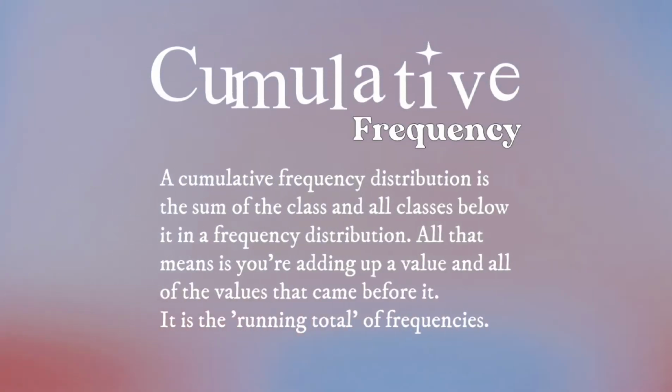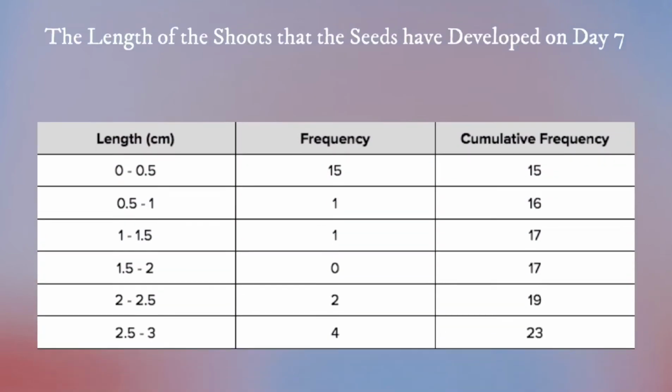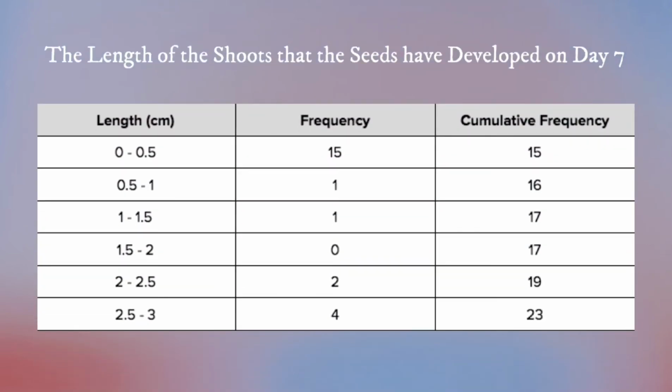Cumulative frequency. A cumulative frequency distribution is the sum of the class and all classes below it in a frequency distribution. All that means is you're adding up a value and all of the values that came before it. It is the running total of frequencies. Here is the cumulative frequency distribution table for the length of the shoots that the seeds have developed on day 7.